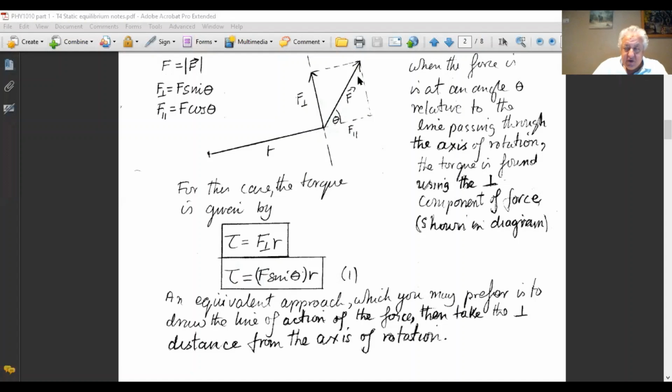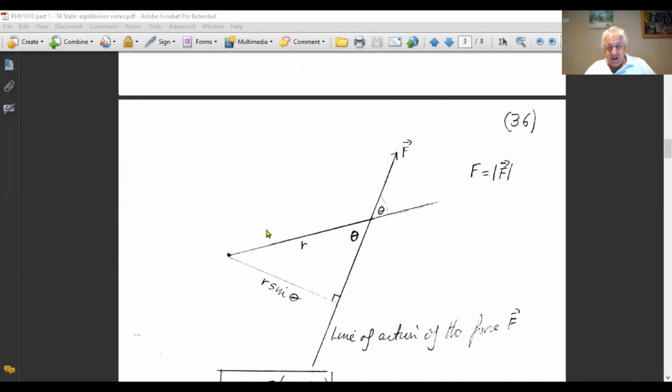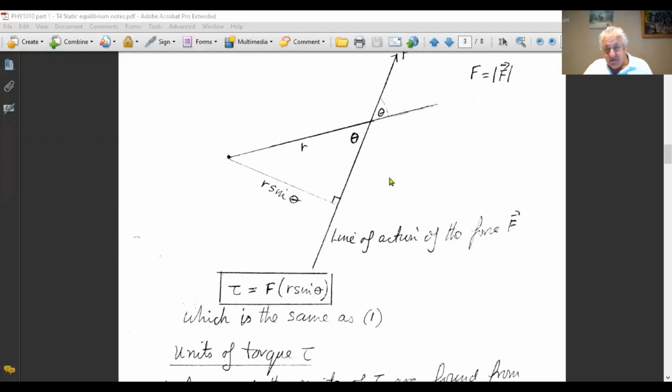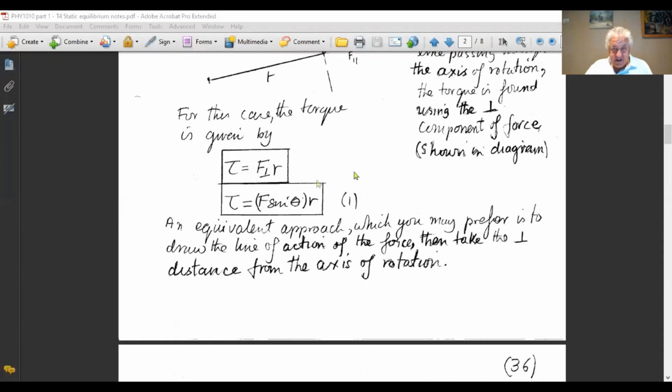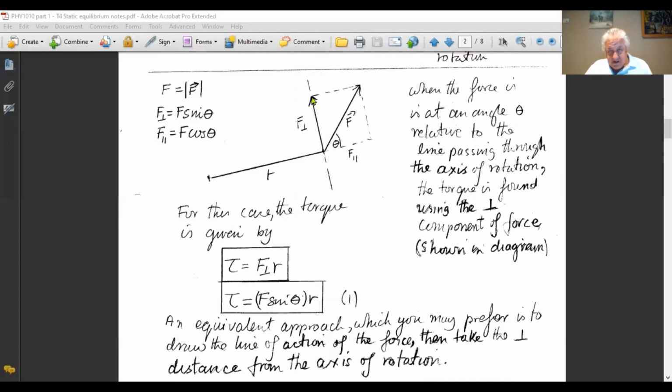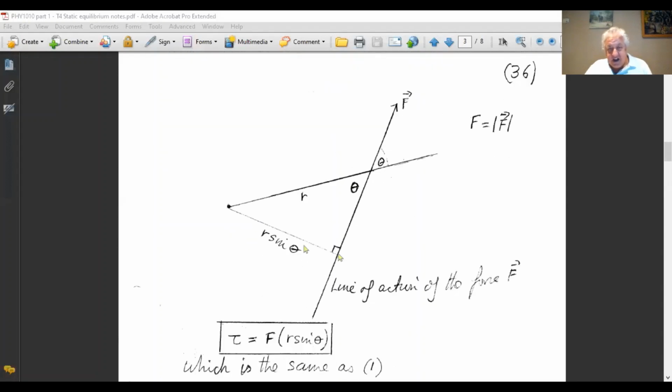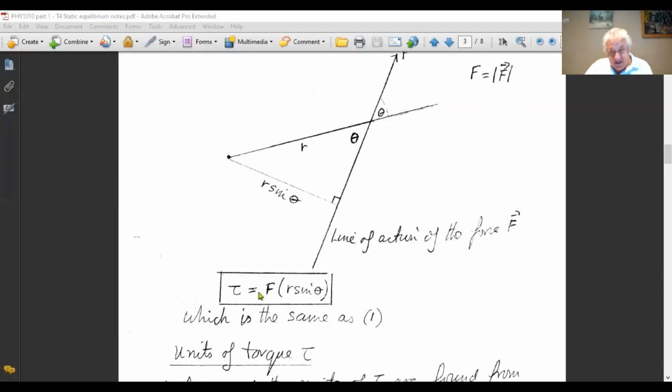Now there's a much better way of doing this. Instead of taking the perpendicular component, I can take the line of action of the force, and then I take the perpendicular distance from the line of action. This is what I've done here. It's easy to prove that the two things are equivalent. Since these angles are opposite, they're equal. So you'll see that F sine theta gives you this component of force, and here R sine theta gives you this perpendicular distance of the line of action of the force. And so you can see when you put it into the formula, you have the same formula.